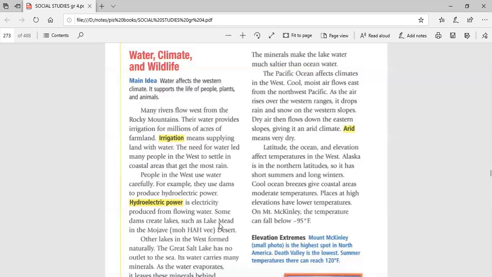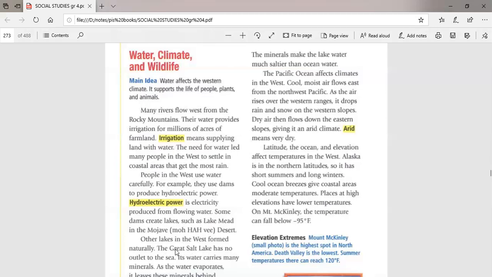So from all this passage, what I want is that rivers are used as an irrigation system, and they also help us to produce hydroelectric power. And also, guys, the most famous lake in the West is the Great Salt Lake.